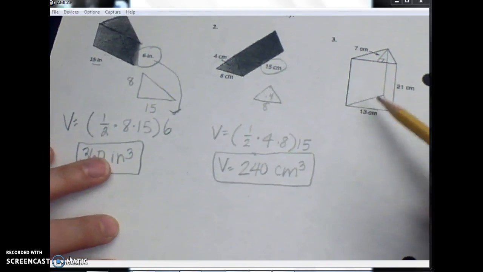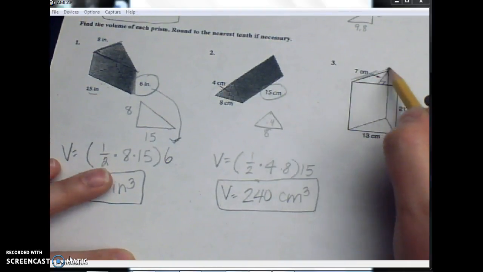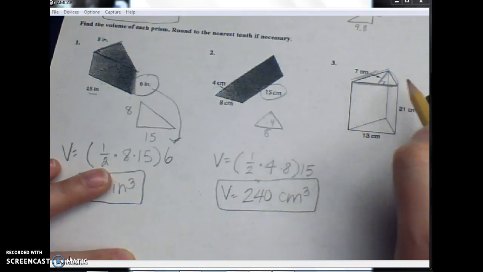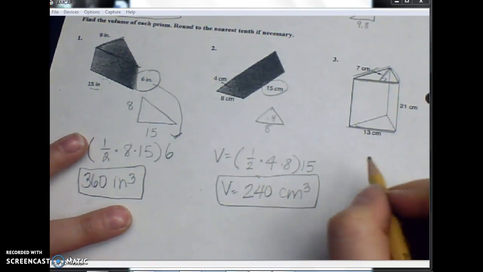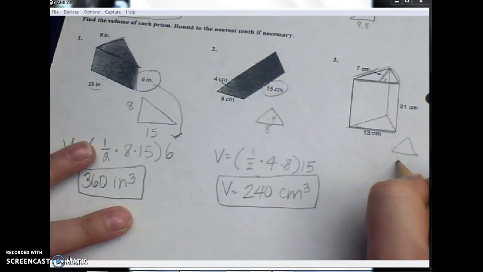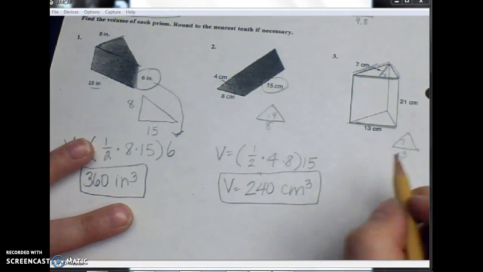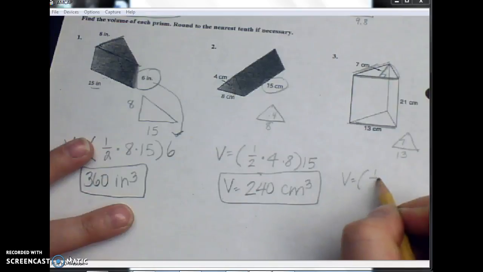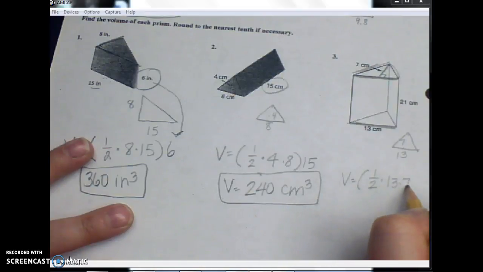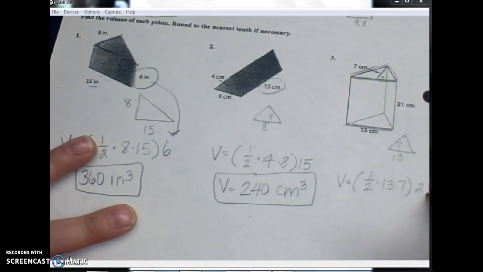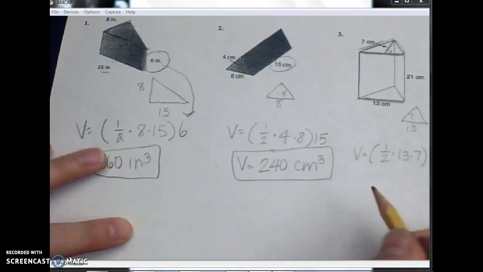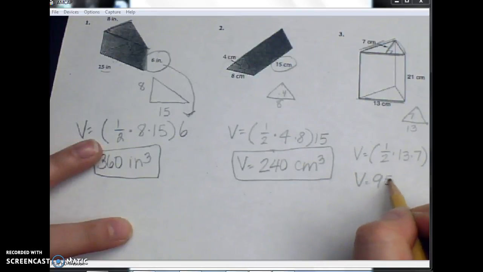For the final one, again, here's my triangle up here. It's telling me my height is 7, but I need to know that base. That base is the same as that side length down here, which is 13. So I'm going to draw that triangle, 13 with a height of 7. So volume is 1/2 times 13 times 7, that's the area of my triangular base, times the height of the prism, the 21. Final answer would be 955 5/10 centimeters cubed.